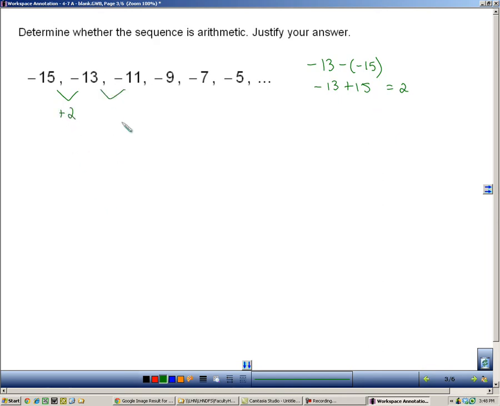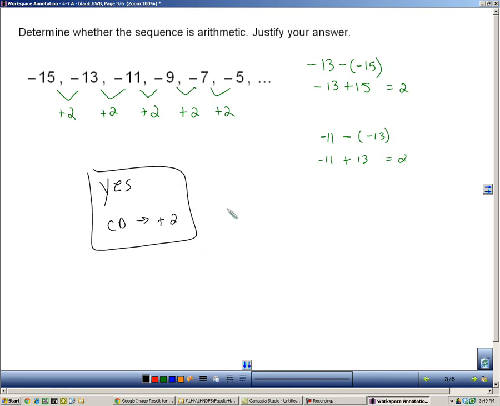So the common difference here is a plus 2. To go from negative 13 to negative 11, you take the negative 11, subtract the term that comes in front of it. Minus a negative is the same as plus. So again, you get a positive 2. Now you can see the rest of it. To go from negative 11 to negative 9, you add 2. To go here, you add 2, and you add 2 every single time. So we can say that this is an arithmetic sequence. Yes, it is. And the common difference is a +2. So that's our justification.